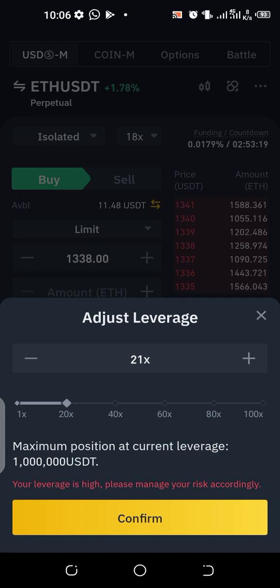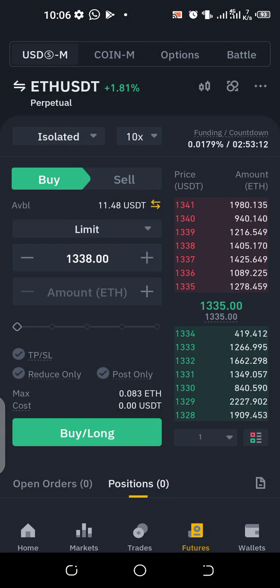All right. So safety is in lower leverage, even though it's not as profitable as much higher leverages, but it's safer, and it's better to make a little profit at a time with your money than to lose all your money on a single trade while trying to make a lot of profit at once.